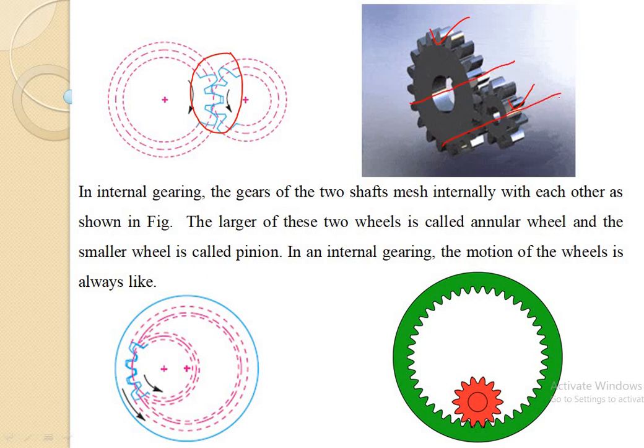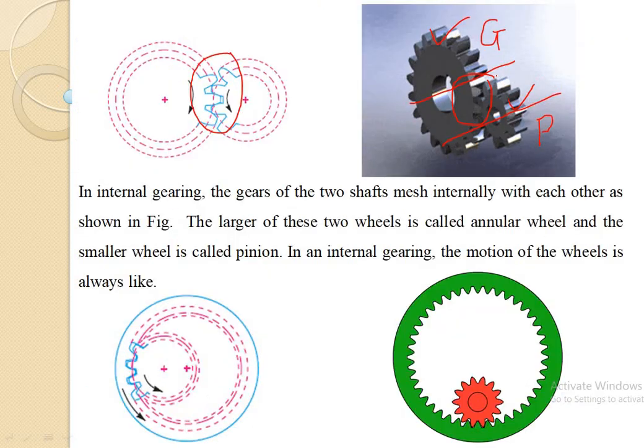The axis of shaft is parallel. This is a larger diameter toothed wheel. This is a smaller diameter toothed wheel. That's why this is known as the gear and this smaller one is known as the pinion. And these are engaging with each other externally.